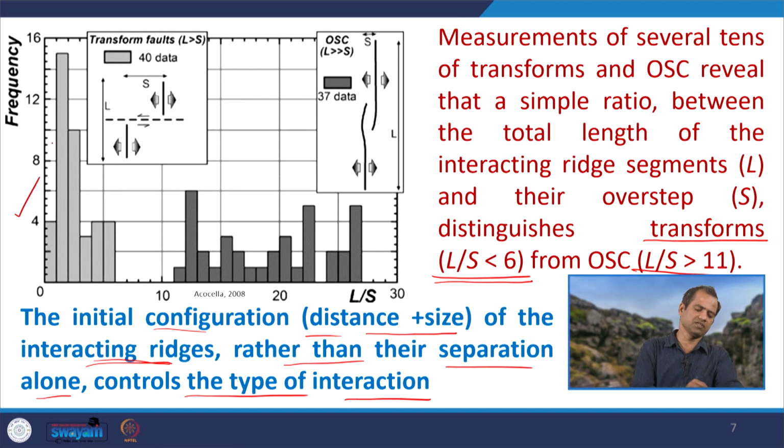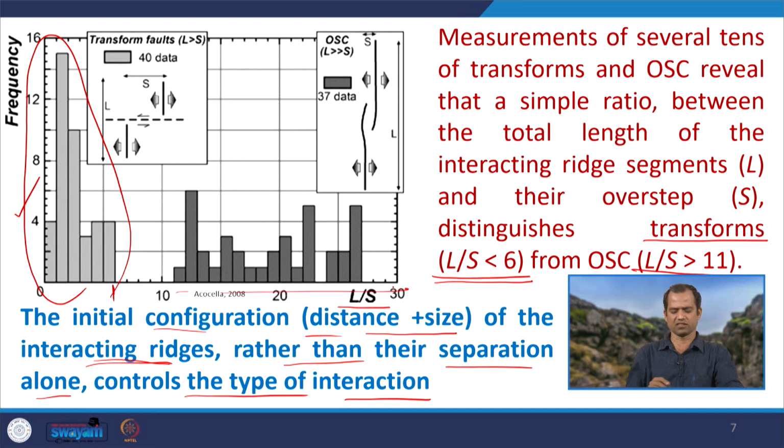And this graph shows the frequency against the L by S ratio. So, if you see this L by S ratio, from transform to OCS, if it is less than this and greater than this. So, less than 6 we are getting the transform fault, and greater than 11 we are getting the overlapping spreading centers. So, this ratio defines whether a transform fault or an overlapping spreading center will develop.